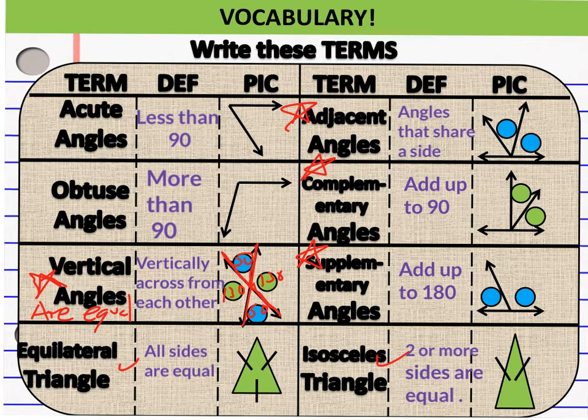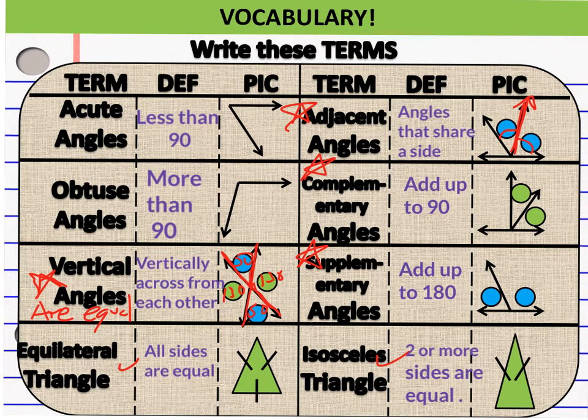Adjacent angles mean, over on this side, they actually share this ray right here. So this angle shares that side, and this angle shares that side. So they are adjacent. Y'all are sitting adjacent, meaning next to each other.